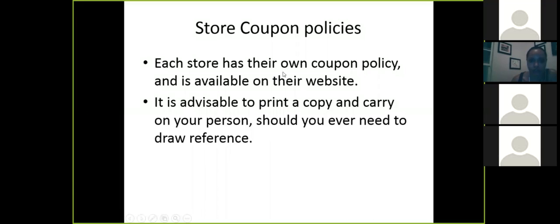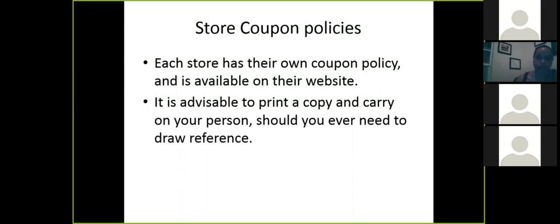All right, so store coupon policies. Each store has their own coupon policy. It's usually available on their website. Publix does. Walgreens does. I'm sure Kroger does, and Walmart and Dollar General. And those guys have their coupon policies on their sites.